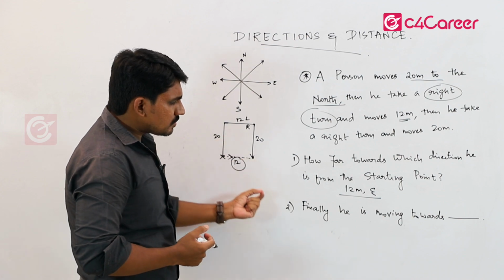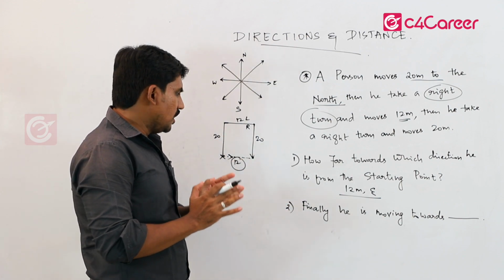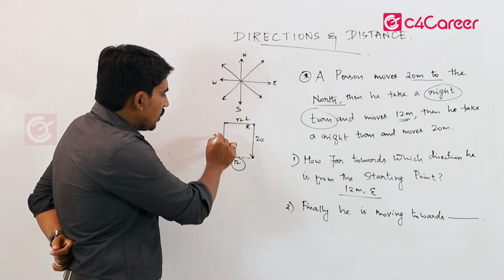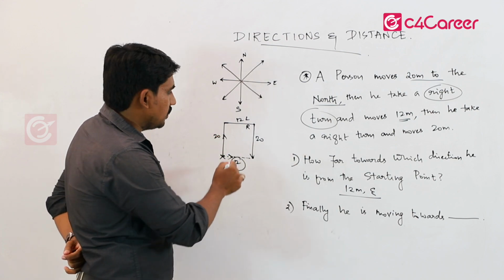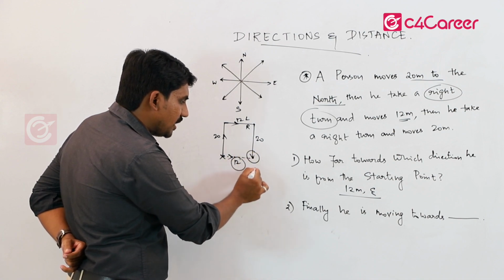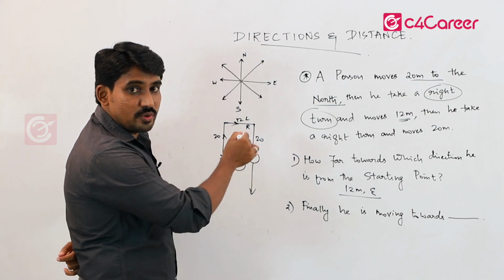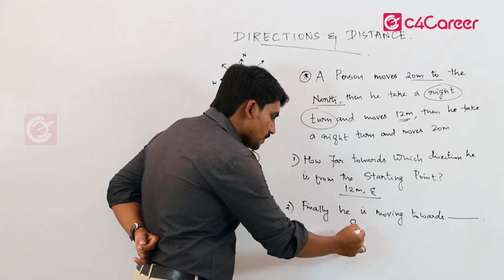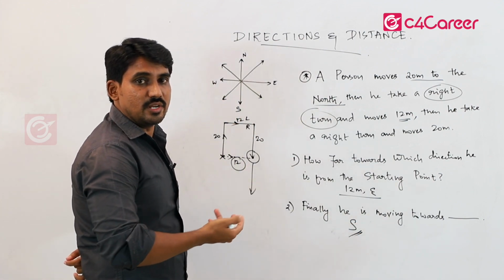Clear? Then finally he is moving towards what? A person started moving towards north. Then he takes a right turn. He is moving towards east. Then he takes a right turn. This is his final position. And finally he is moving towards what? South. That is the answer for the second question.